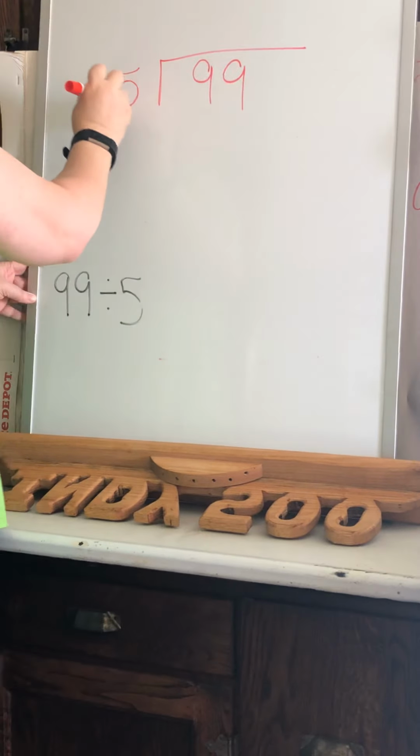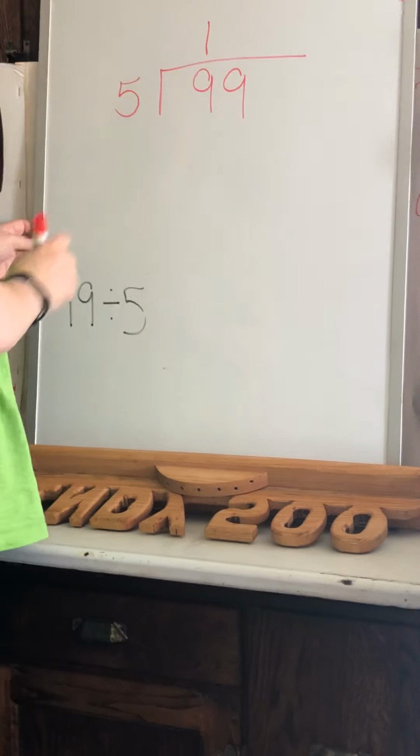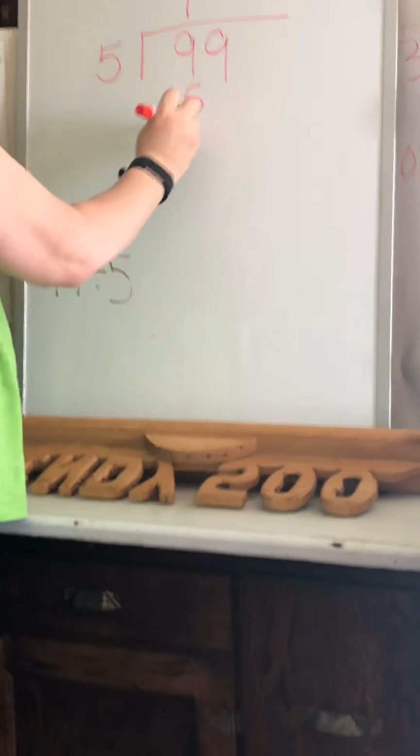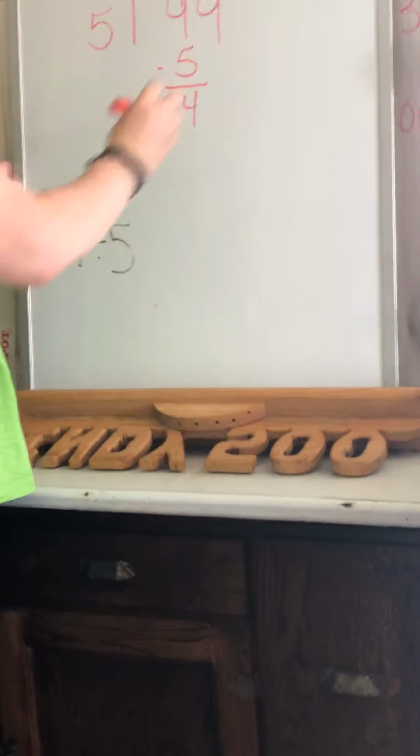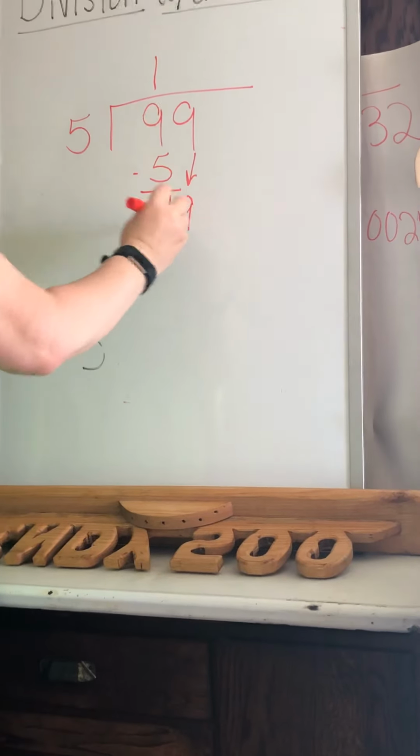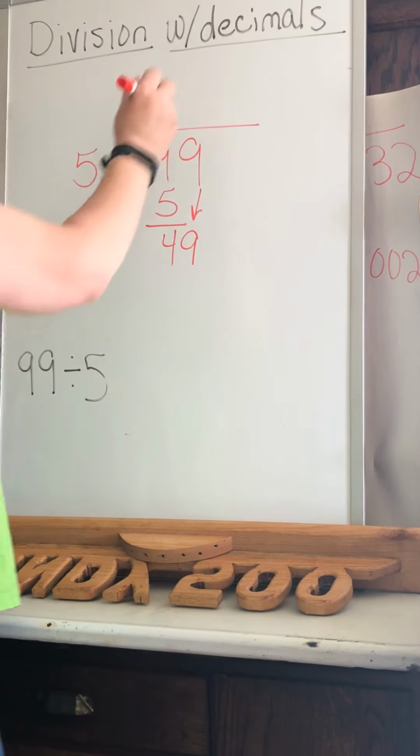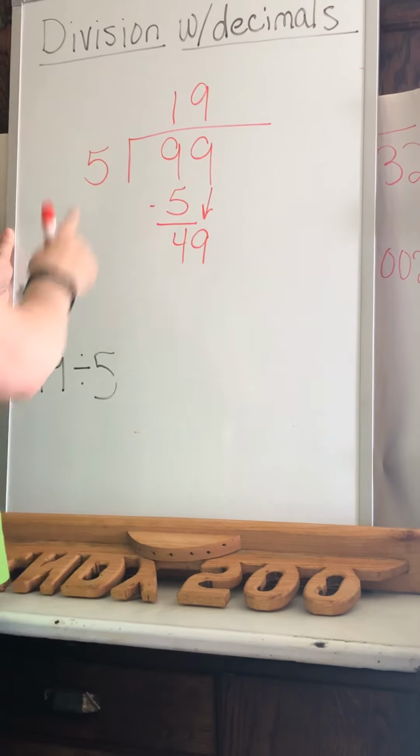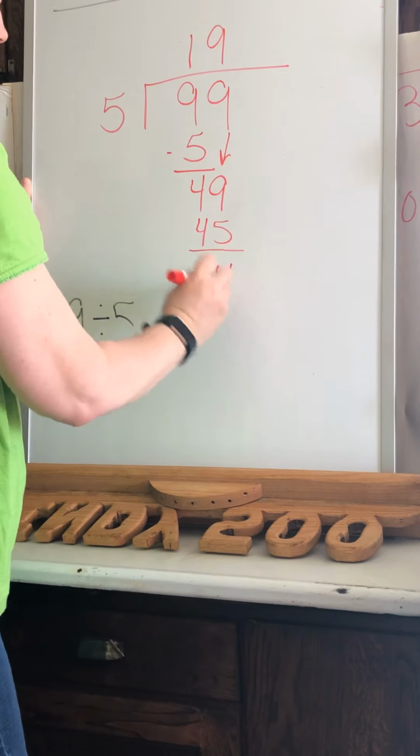So 5 goes over here to the left. 5 goes into 9 1 time. 5 times 1 is 5. 9 minus 5 is 4. Bring down that 9, and 5 goes into 49 how many times? Well, it goes in 9 times. 5 times 9 is 45. And you have a leftover 4.